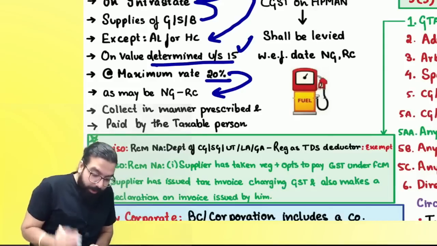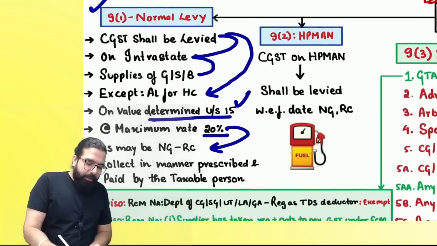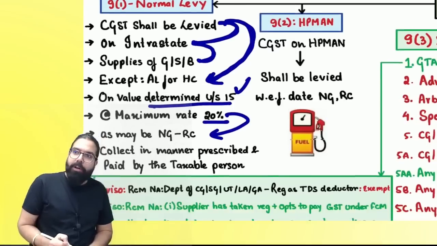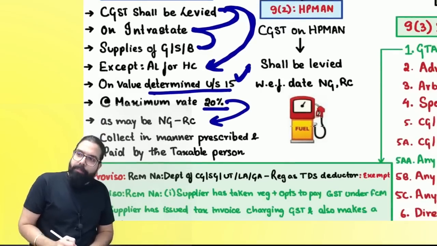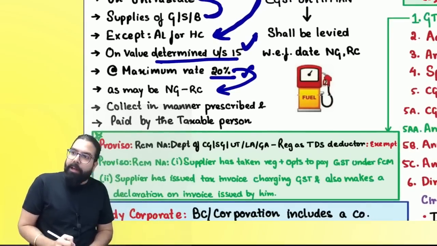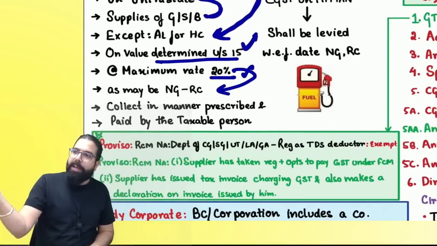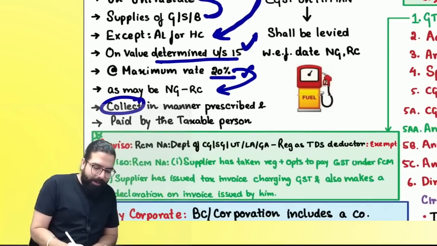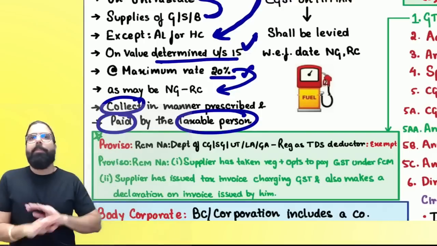Now, see, once goods and service is being supplied intrastate, what will be levied? CGST will be levied. CGST will not be levied on alcoholic liquor. It will be levied on value multiplied by the rate of tax. Once you multiply value by the rate of tax, you will get GST. Collect and pay if you are a taxable person.